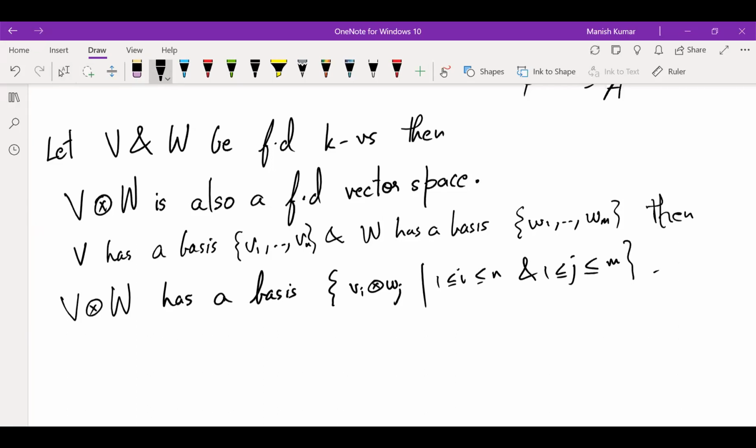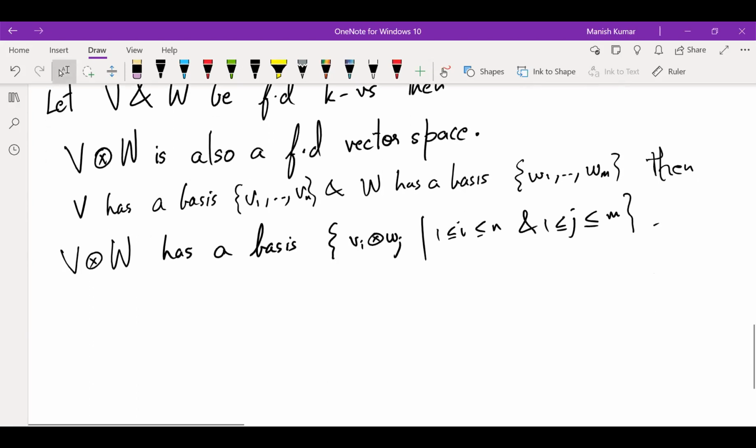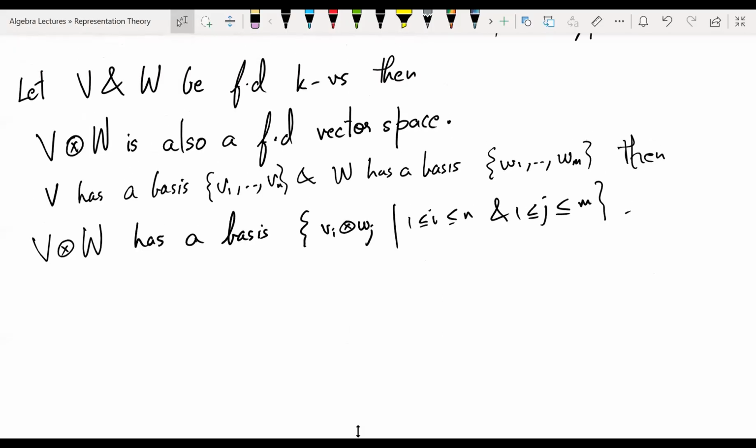So what is this? I have said this is a basis, but we should say what Vi tensor Wj is. These will just be the values of the bilinear map, right? Yes, that's right. This is why the bilinear map doesn't show up, because it's built into the notation. So this tensor product comes with a bilinear map from V cross W to V tensor W.